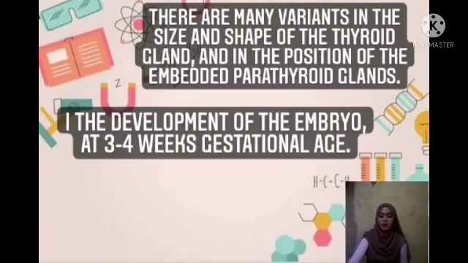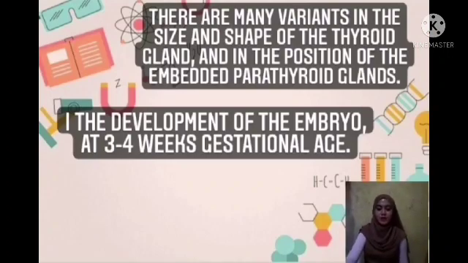Next is the development of the thyroid gland. In the development of the embryo at 3 to 4 weeks of gestational age, the thyroid gland appears as an epithelial proliferation in the floor of the pharynx at the base of the tongue, between the tuberculum impar and the copula linguae. The copula soon becomes covered over by the hypopharyngeal eminence, at a point later indicated by the foramen cecum.